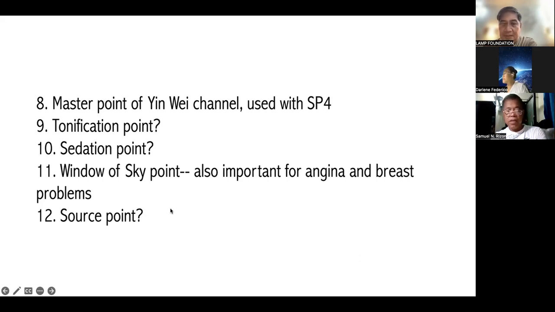What exactly do we mean by source point? This is where your energy actually comes from. If you have issues with the pericardium, this point is going to be tender. Just like Kidney 3, which is also the source point for the kidneys. Those who have issues with the pericardium or the heart also have problems with the kidney.